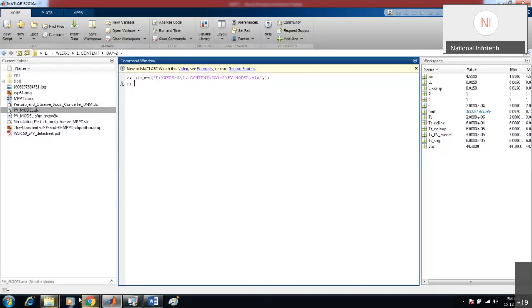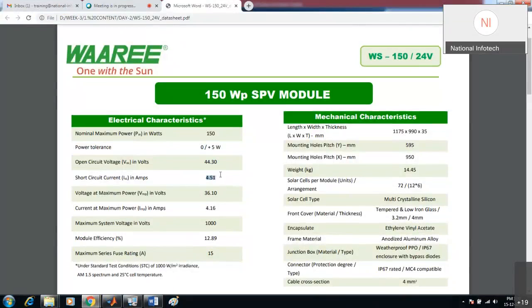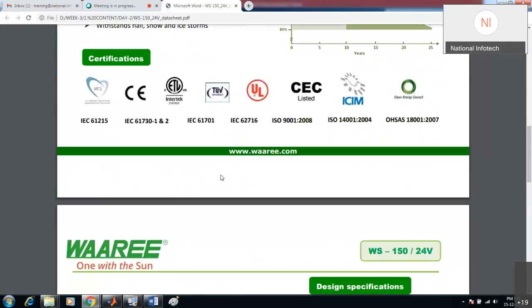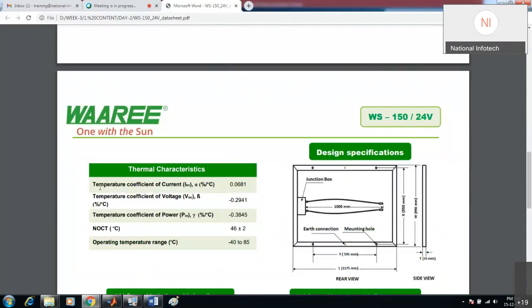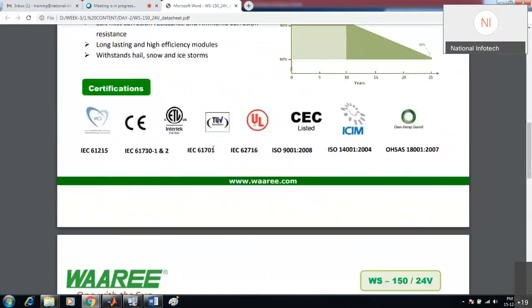You just need this much parameter. Let me show you what parameters you need. It is asking for VOC, ISC, then VMP and IMP. Then these two parameters: the temperature coefficient of current and the temperature coefficient of voltage. Just put these parameters in, and it will give you the proper curves.